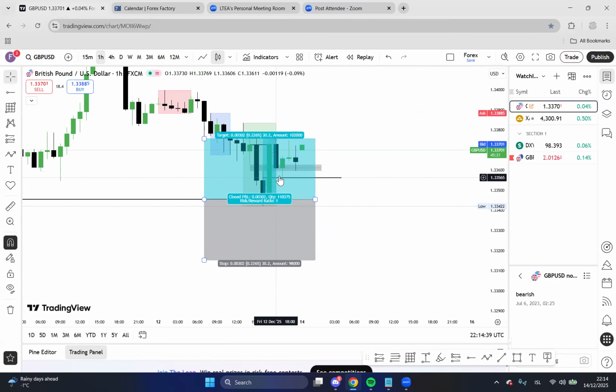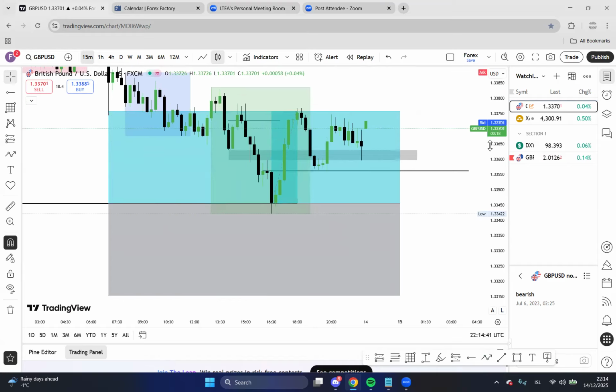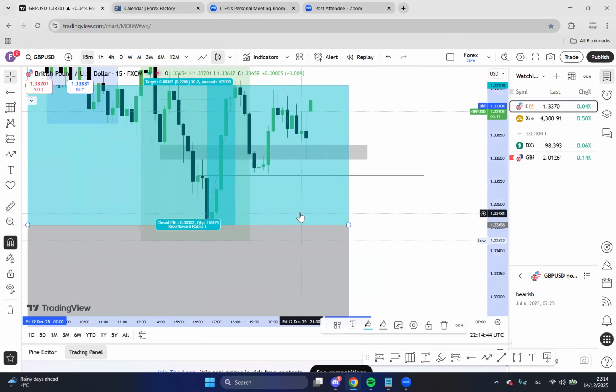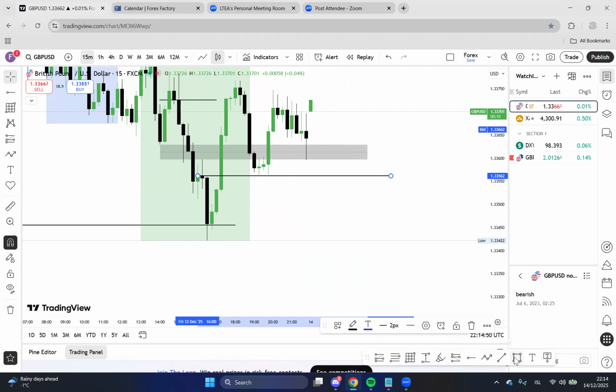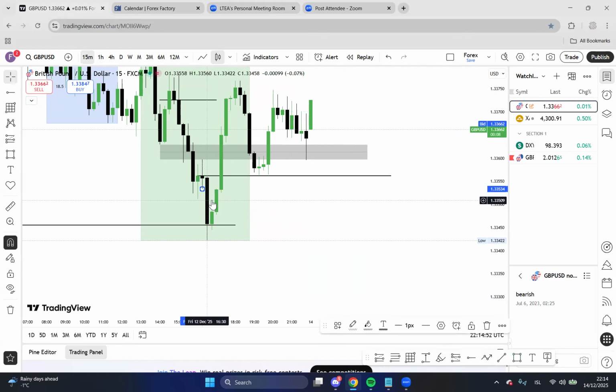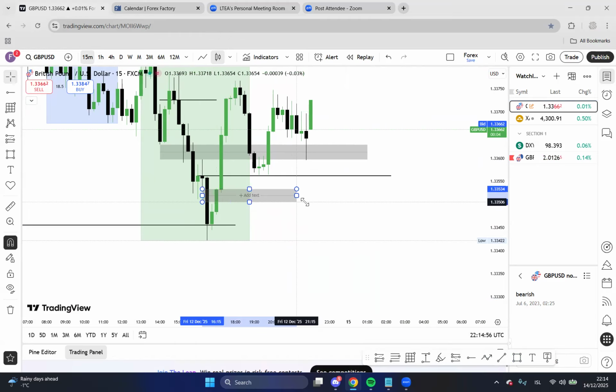So it can pull back down to take out this minor low, because on the 15 minutes time frame, when we have a shift in market structure, let me take this one. We haven't tapped into this level yet. We haven't tapped into this level yet. So it's okay to come down and take that, and we have some kind of fair value gap and inverse fair value gap right here.